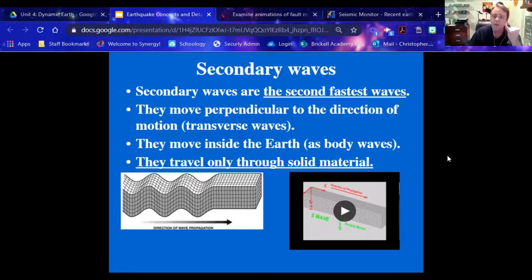So primary wave is the fastest. Compression waves go through solids and liquids. Secondary waves, like the whip, are second fastest and can only go through solids.